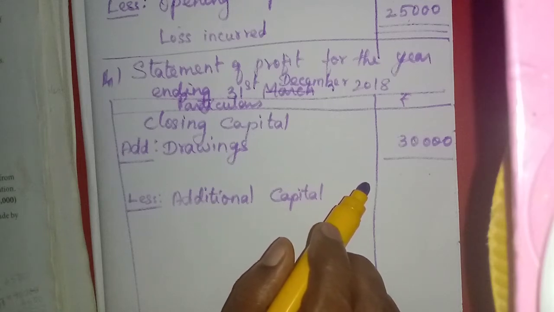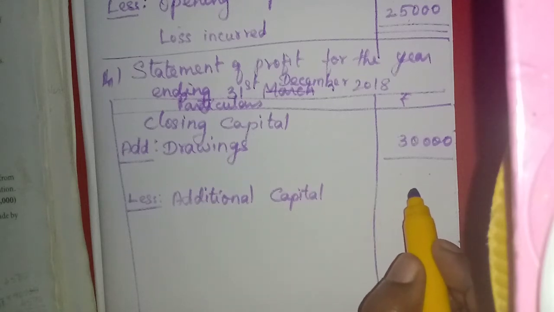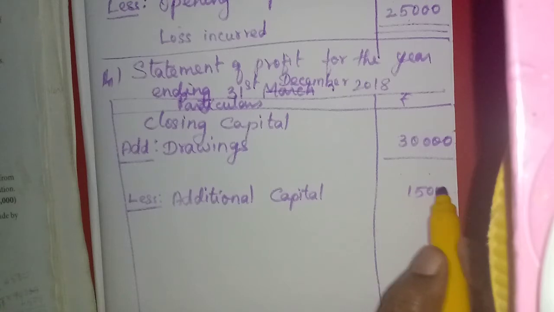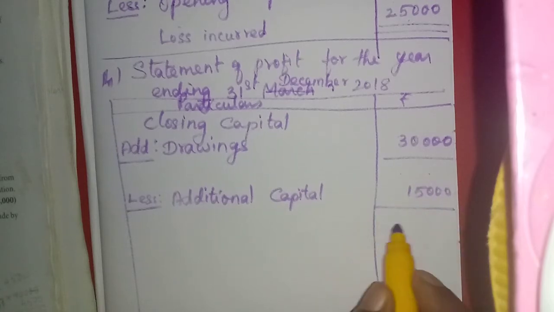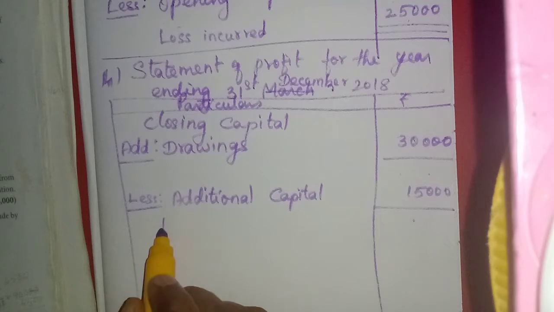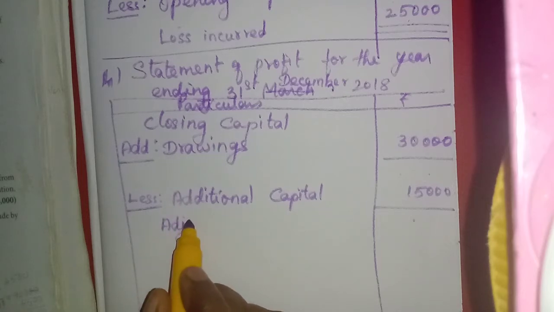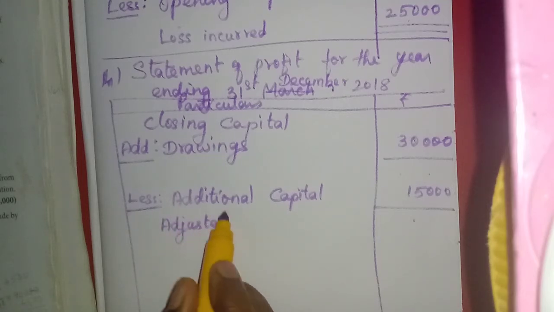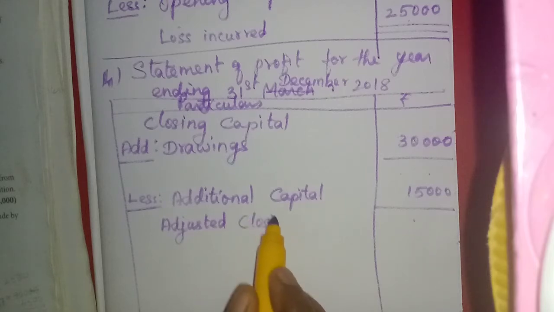Additional capital 15,000. Then after this also we will draw one line. What is this? Adjusted closing capital. Adjusted closing capital.